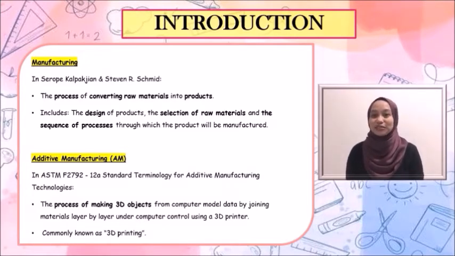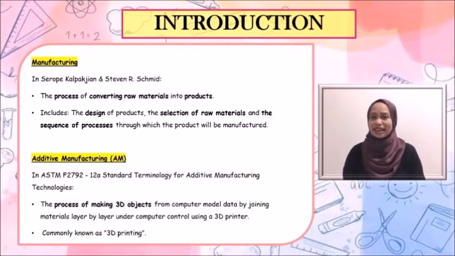Today, I will explain to you the introduction of our topic, which is additive manufacturing. From our past lesson, you have learned about the introduction to manufacturing technology. So, let me recall by briefly explaining the definition of manufacturing. Manufacturing is the process of converting raw material into products. It includes the design or sketches of the product, selection of raw material, which is the type of material you want to use to make the product, and the sequence of processes through which the product will be manufactured.